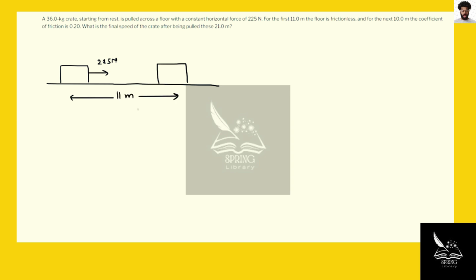Okay, so there is a scenario that this is the box. It is pulled with 225 newtons. Over here, we have the distance traveled is 11 meters, and this is frictionless. And for the next 10 meters, there is a coefficient of friction. So over here, there is some friction acting on it on the floor with the coefficient of kinetic friction as 0.2. So what is the final speed after 21 meters?